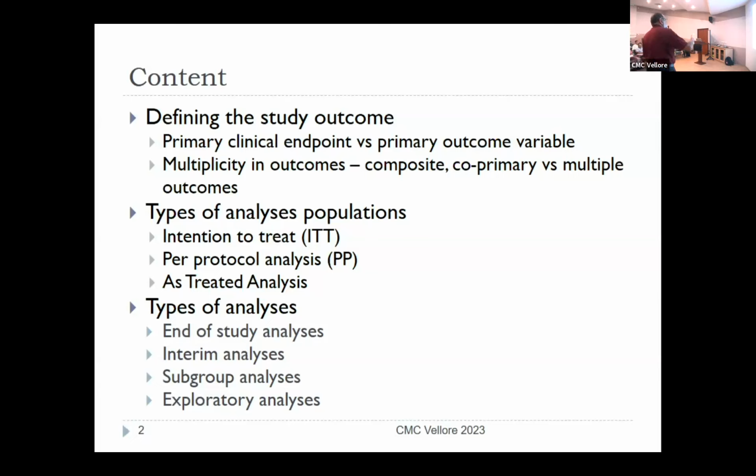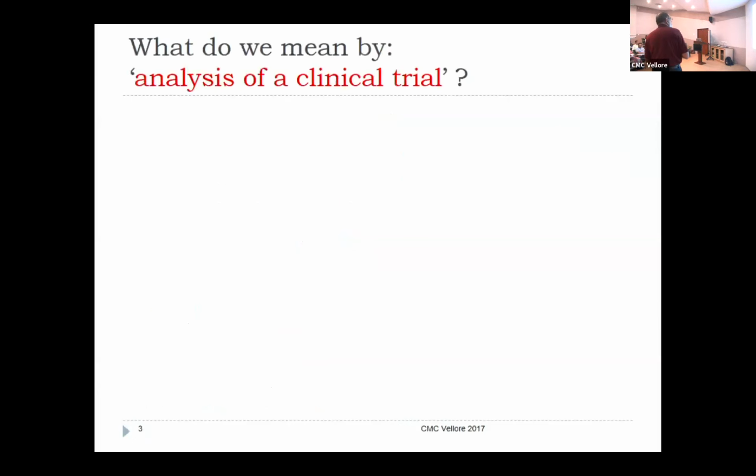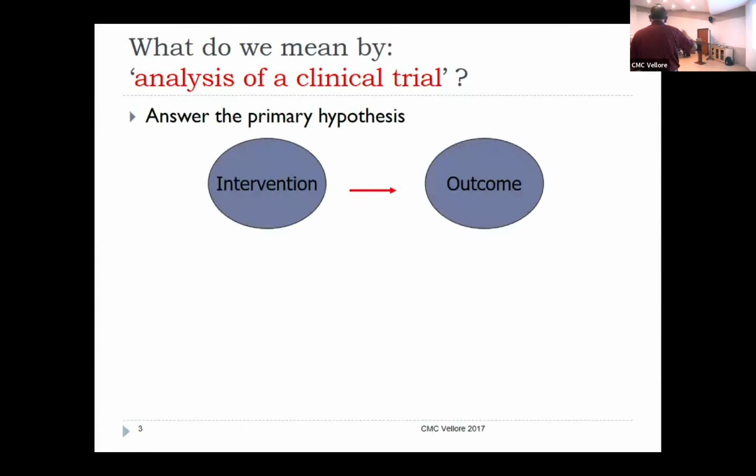We talked a little bit yesterday about the intention to treat and the per protocol, so I'll skip that. And then tomorrow we'll be talking about the analysis. I'm not going to go through the entire presentation now because analysis will be done tomorrow. So when people say, oh, I'm going to do the analysis of a trial, what does analysis mean? It means exactly only one thing, or it should. It's analyzing the primary hypothesis.